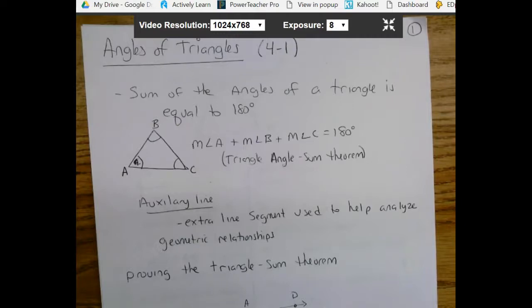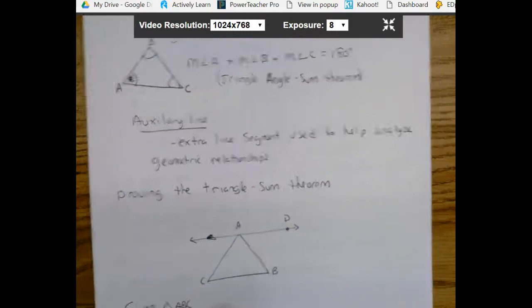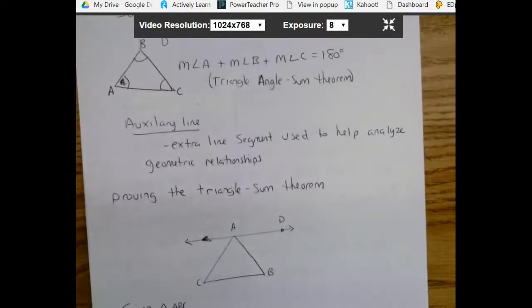Now going along with this idea is something called an auxiliary line. What an auxiliary line is, is just an extra line segment used to help analyze geometric shapes. And we're going to start using this a little bit. And you can use it to prove the triangle sum theorem.